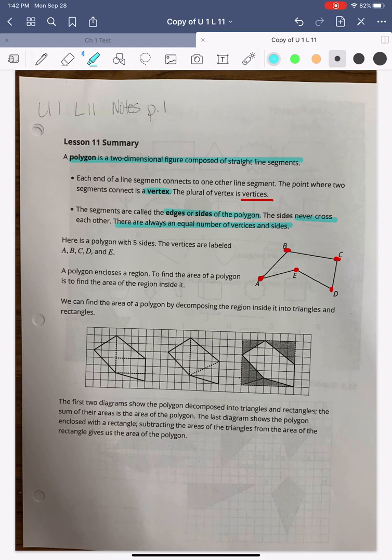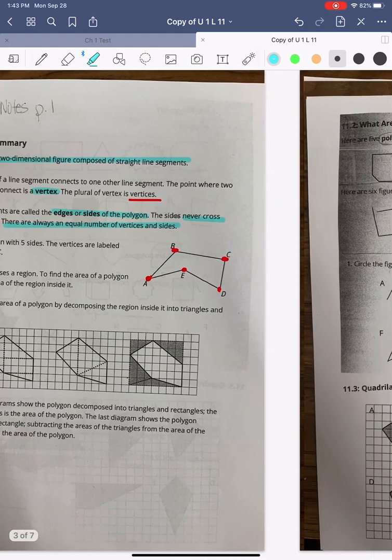In this particular polygon shown, it's 5-sided, which would make it a pentagon. And they also have it labeled with the capital letters. Down below, it shows how you can take a polygon and divide it into triangles and then find the area of each triangle and combine it back together to give the total area. We'll take a look at some of those here in a little bit.